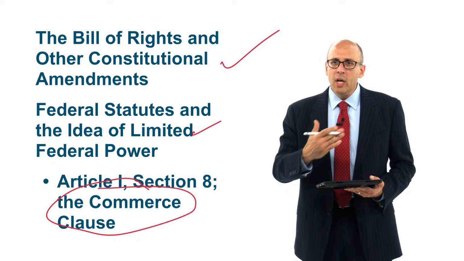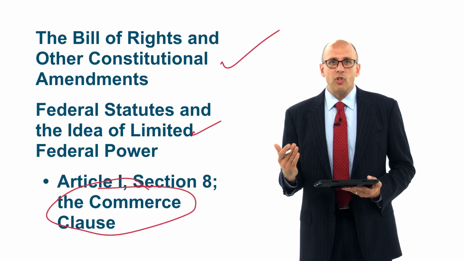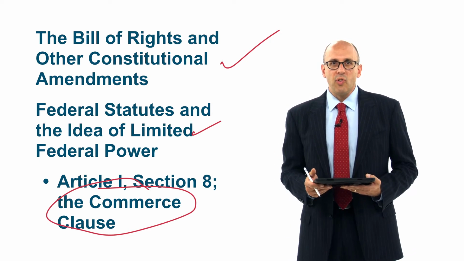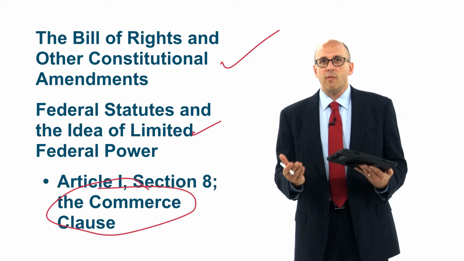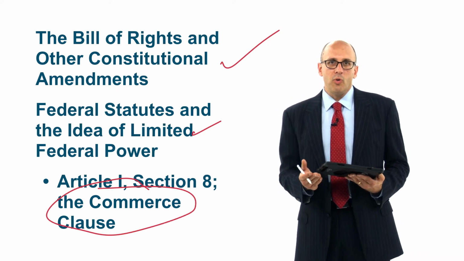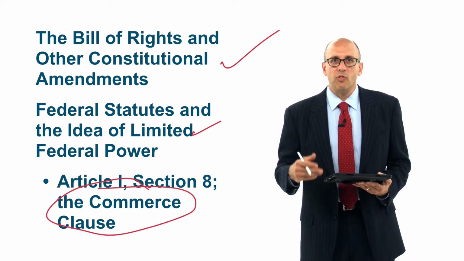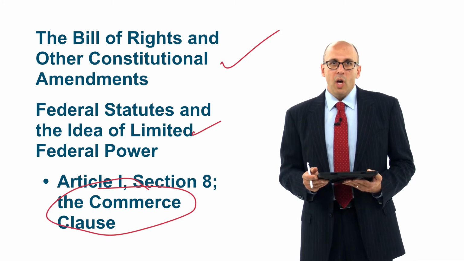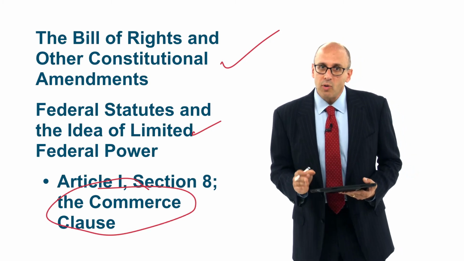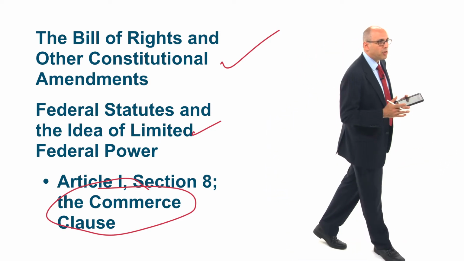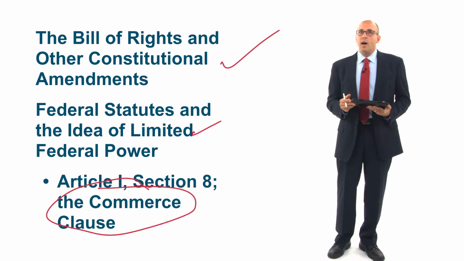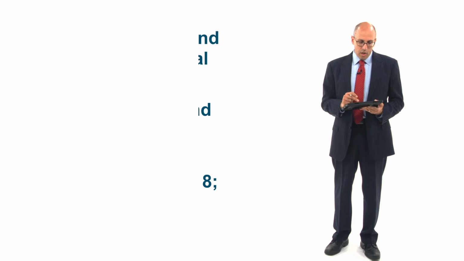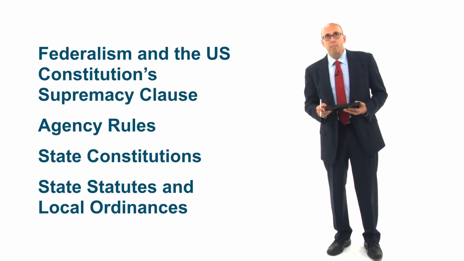We don't want to have 50 different state statutes regulating a national set of commercial transactions in 50 different ways. We need to have some uniformity with regard to the way in which interstate commerce is regulated, and so Congress has power to regulate under the Commerce Clause, but only if it's interstate commerce. If it's commerce that's all within one state or within each state, Congress wouldn't have power to regulate in that area under Article 1, Section 8.